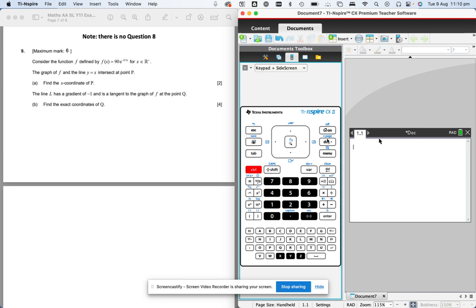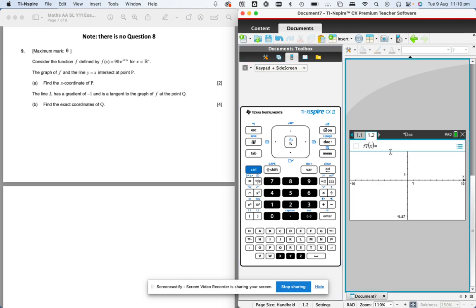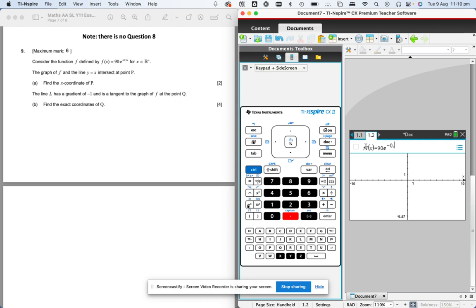I would grab a new page and create a graph, and I would make one function exactly as it says there, 90 e, not that e, got to use this e, to the negative 0.5x, and that's that. And then the next one is y equals x, so I'm going to press Control G to add a new one and enter f2 of x equals x, like so. There's the point of intersection.